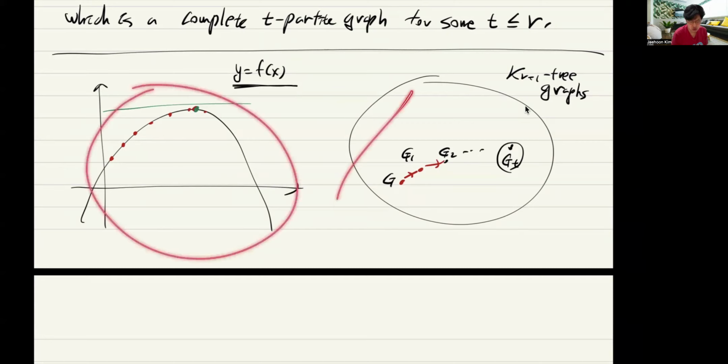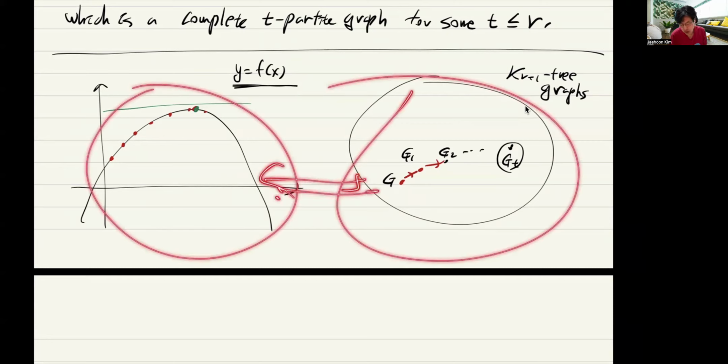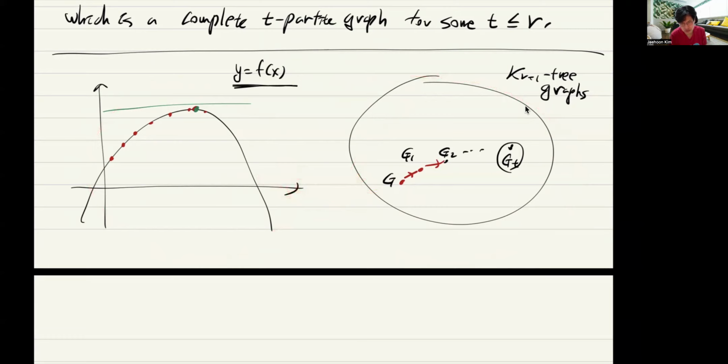So these two are philosophically analogous. Just like what you did here, you move and then you reach the extremal point, the extremal graph.